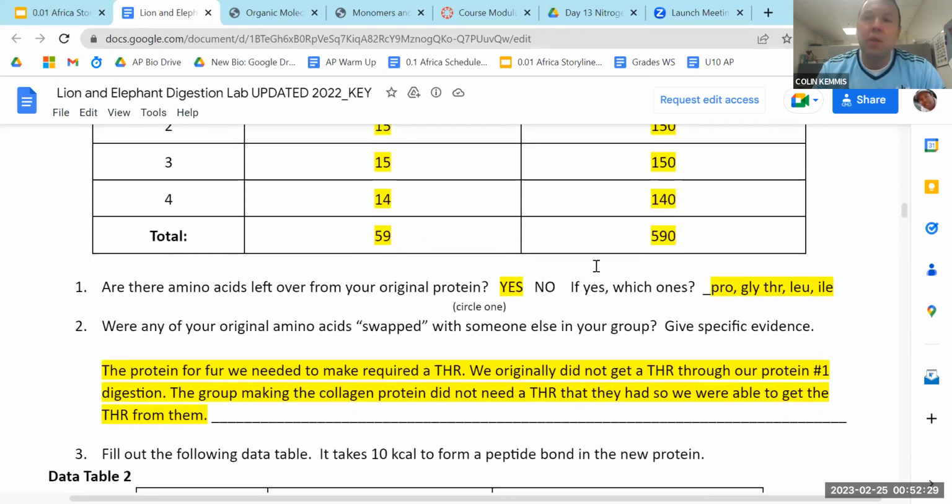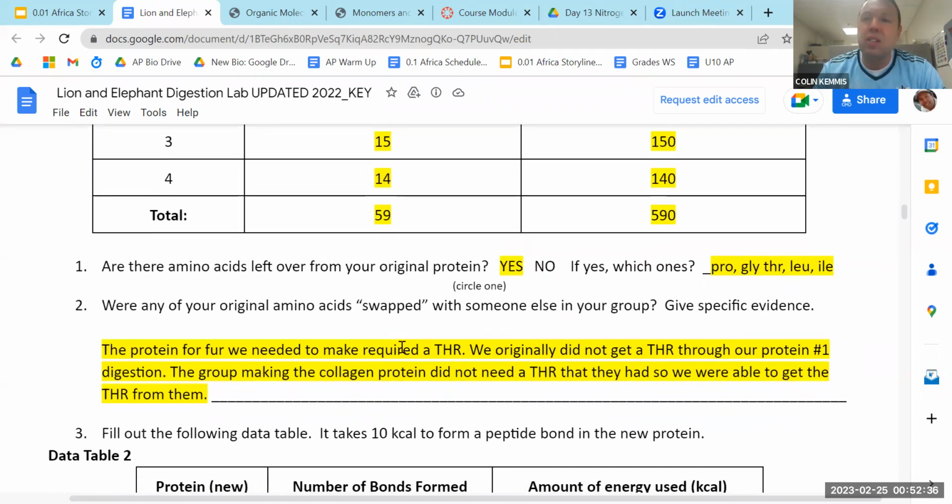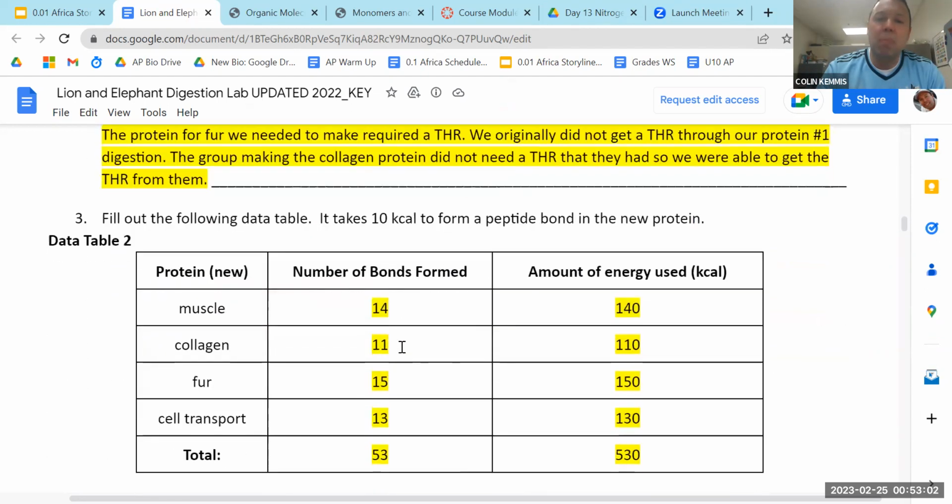You should have had a few left over, either 4 or 5 different amino acids there. And there should be some switching. The proteins that you eat don't have the exact same recipe for amino acids or the exact same order. You might see a difference there. Make sure you give me an example of a swap. For example, threonine: we didn't get threonine in the first protein digested, so we had to swap.